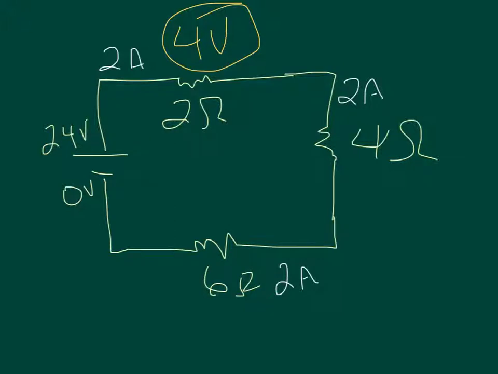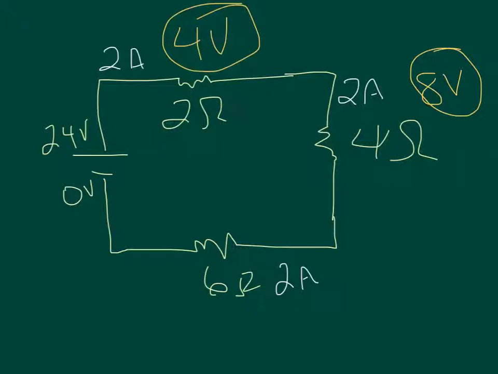The amperes then continue, and they move through here. For this part of the quest, they must use Ohm's law again. 2 times 4. They're going to use 8 volts to go through that path.